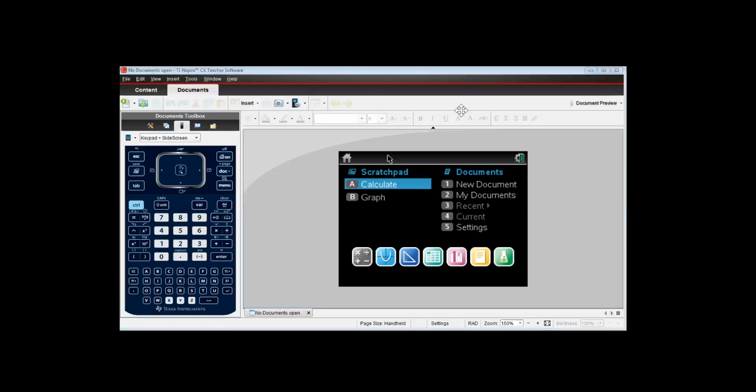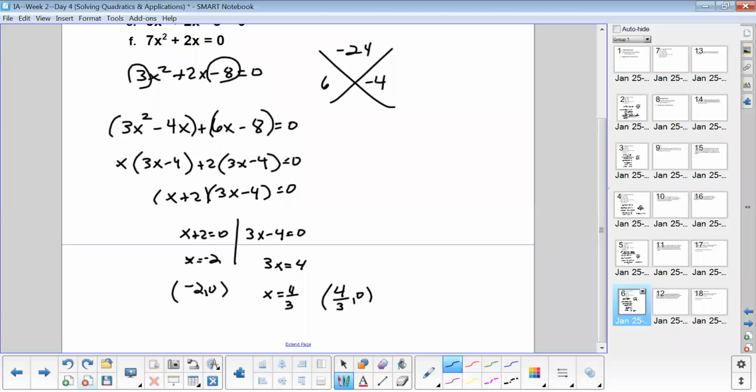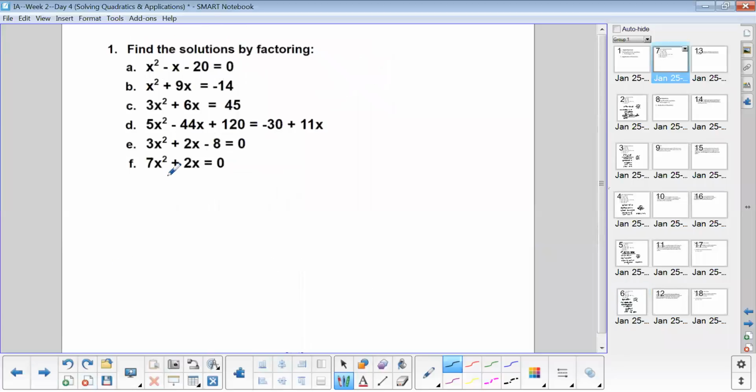So go back to our whiteboard, and we'll look at this last one here. I've got 7x squared plus 2x equals 0. Notice I don't have a constant term. The constant is 0, so the only thing I can do is factor out something in common, and the only thing they have in common is x, and I get x times 7x plus 2 equals 0. That's okay, we didn't have to go through our factor by grouping. The only thing they had in common was x.